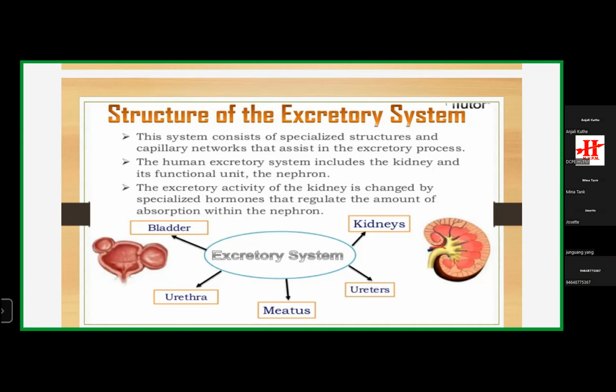When you observe the structure very closely, you can notice there are two poles of the kidneys, the superior pole and the inferior pole. On the top, the superior pole of the kidney has an endocrine gland that is known as the adrenal gland.